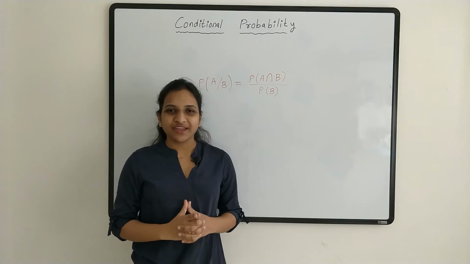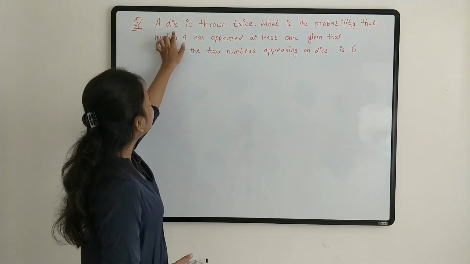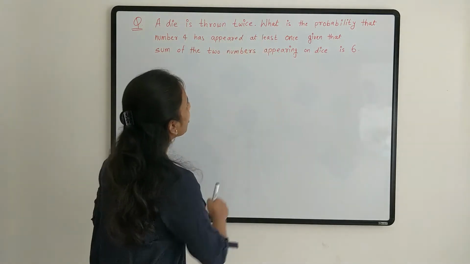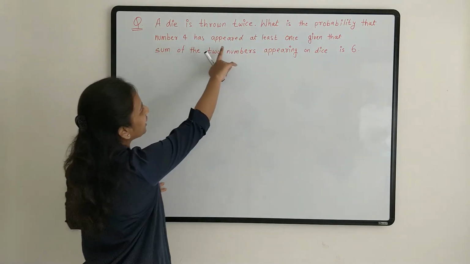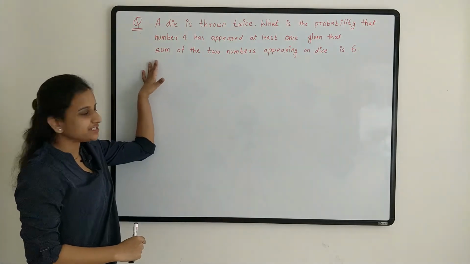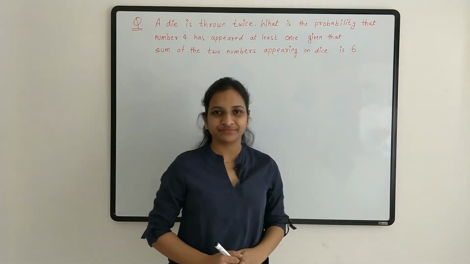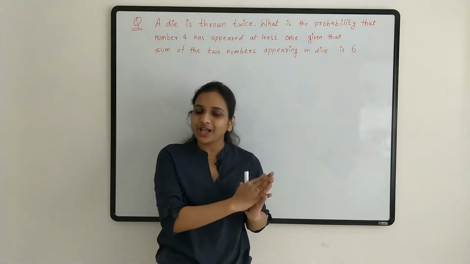Now let's solve a few examples on this. Here in this example, a die is thrown twice. What is the probability that number 4 has appeared at least once, given that one more condition is there: the sum of the two numbers appearing on the dice is 6. See how to solve this?